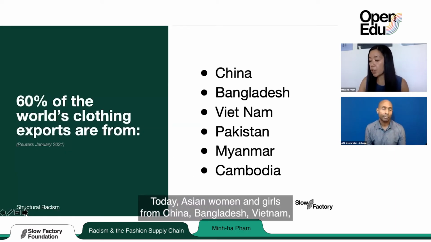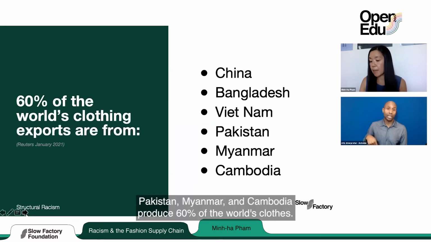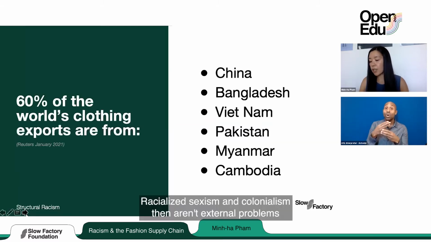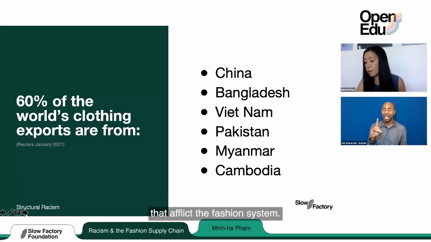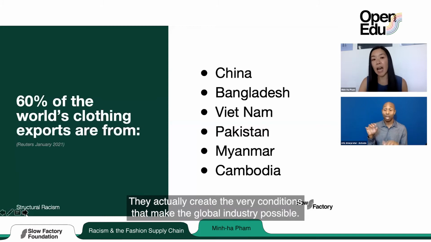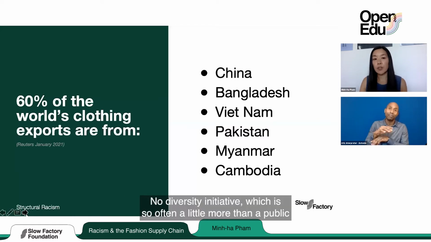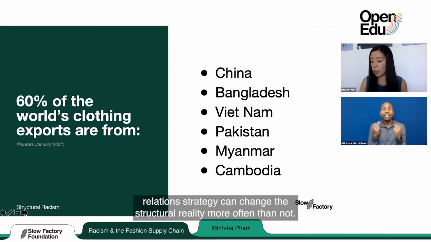Today, Asian women and girls from China, Bangladesh, Vietnam, Pakistan, Myanmar, and Cambodia produce 60% of the world's clothes. Racialized sexism and colonialism, then, aren't external problems that afflict the fashion system. They actually create the very conditions that make the global industry possible. No diversity initiative, which is so often little more than a public relations strategy, can change the structural reality.